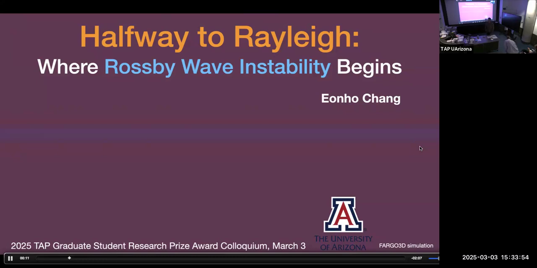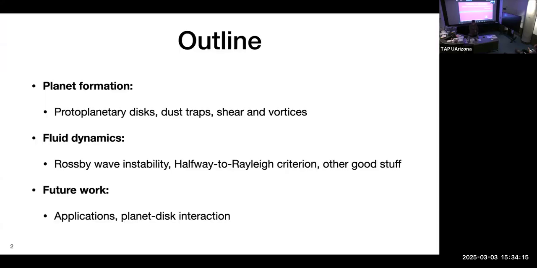Thank you for the kind introduction. Right, today I'm going to talk about what I did to receive this award. Basically, my work on Rossby instability, and we're going to talk about vortices, shear instability today in the context of planet formation. Right. So I have three things prepared. One is the brief overview on planet formation, protoplanetary disks, dust traps, shear instability, and the second part is the work I did on fluid dynamics, shear instability. Then the third one is what I'm currently doing to improve on the current study.